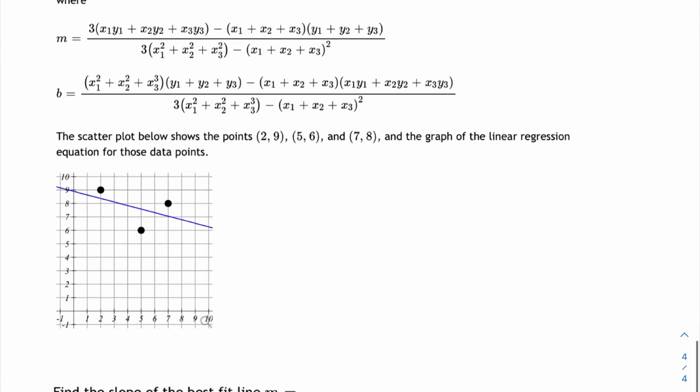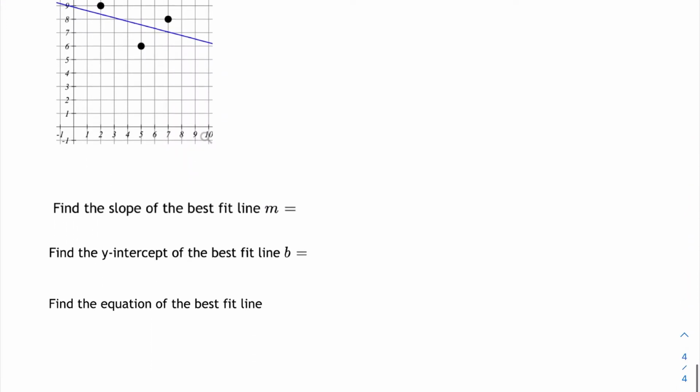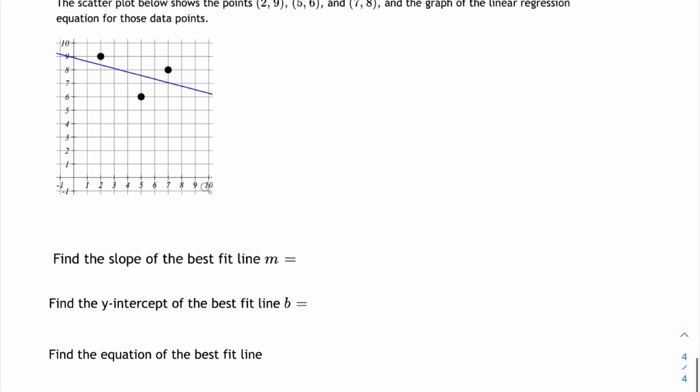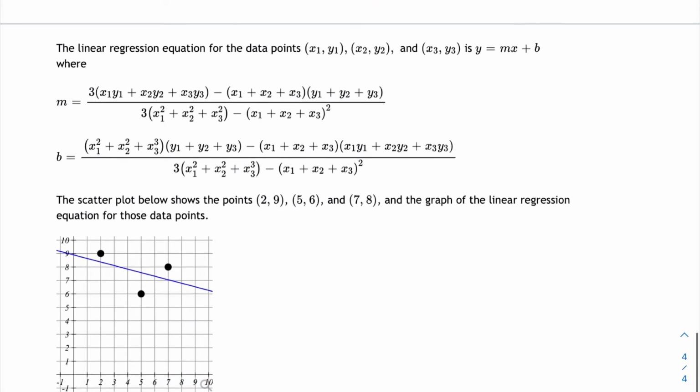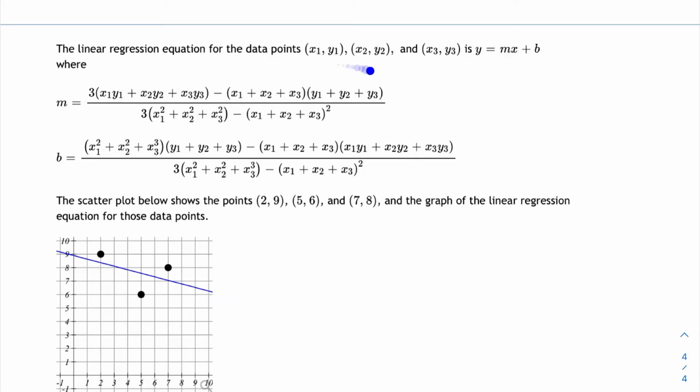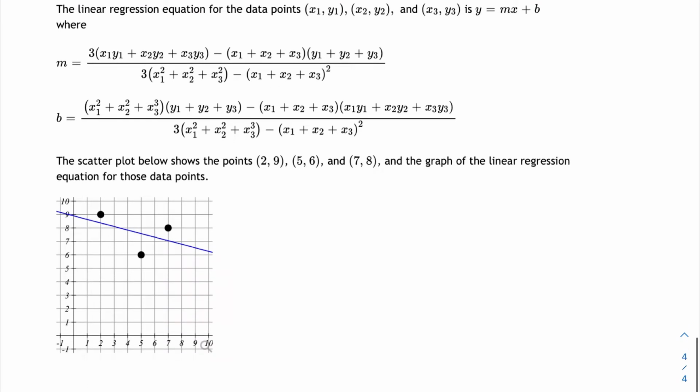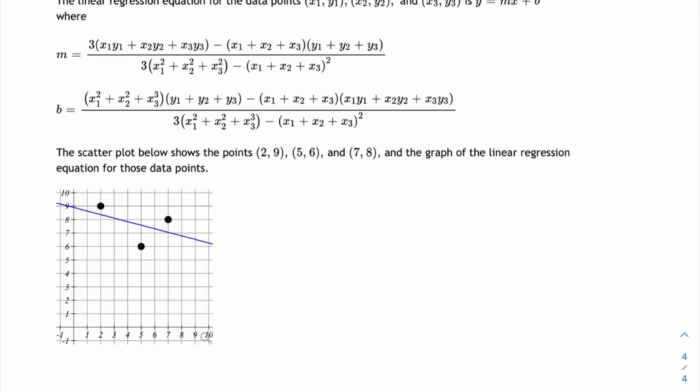And they're asking to find the slope and the y-intercept and the equation of that blue line, the best fit line. And then they gave us formulas for finding the slope and y-intercept. Alright, so let's go about finding those values. Well, I notice here that the slope involves the product of the ordered pair's coordinates being added up, the x coordinates being added up, and the y coordinates being added up, and also the square of the x coordinates being added up. So I'm going to make a table.